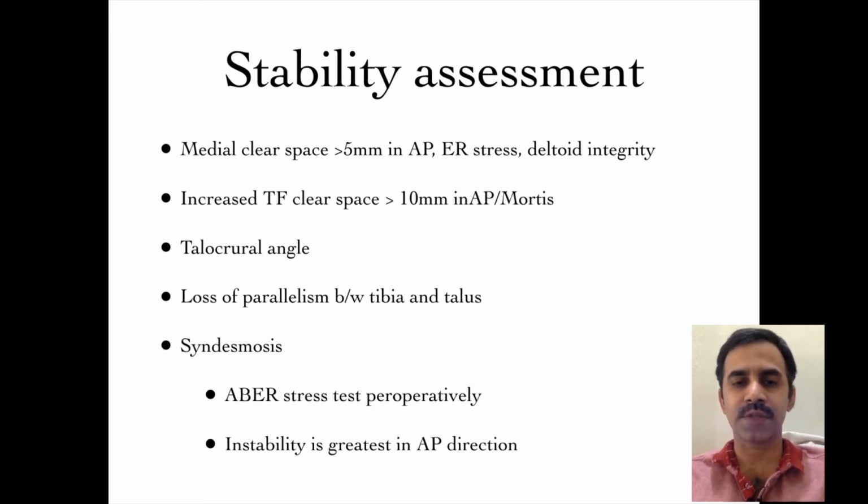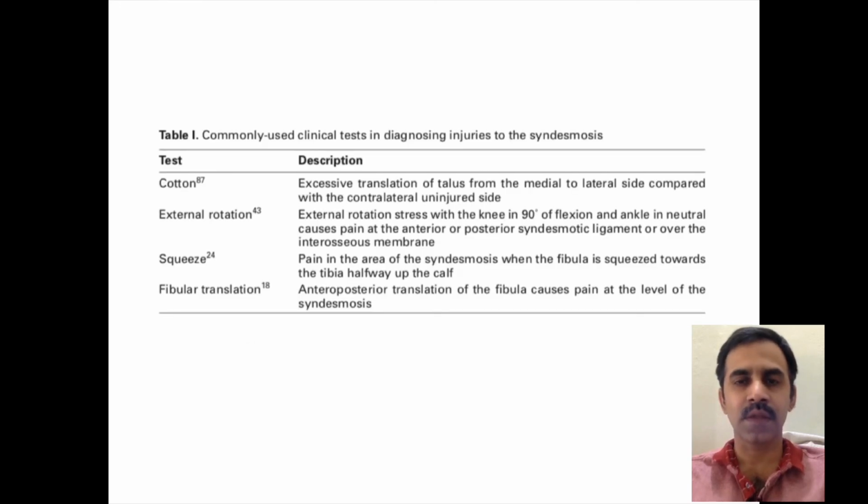Abduction external rotation stress test intraoperatively is one way of identifying syndesmotic injury. The instability is greatest in the AP direction. There are various methods mentioned for assessing the integrity of the syndesmosis. They can be enumerated as Cotton's method, external rotation method, squeeze method, and fibular translation method.